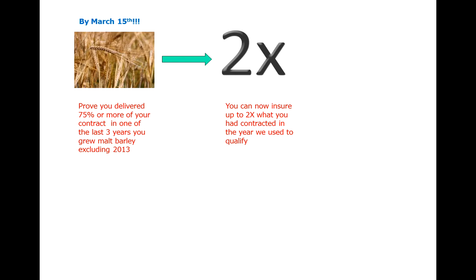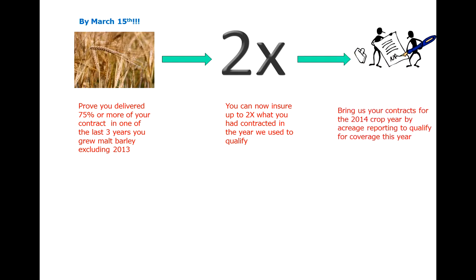And then going forward, in this crop year, we can now insure 2 times what you had contracted in the year we used to qualify. So it may be that you had 100,000 bushels in the qualifying year, and this year you only have 50,000 bushels in contracts. That's all we can use for your insurance, what you currently have contracted. This 2 times number just tells us the max we could possibly do in this coming crop year. So next, you bring us your contracts for the 2014 crop year, or if you're watching this in later years, you would bring us your contracts for the current crop year, by acreage reporting, to qualify for coverage for this year.